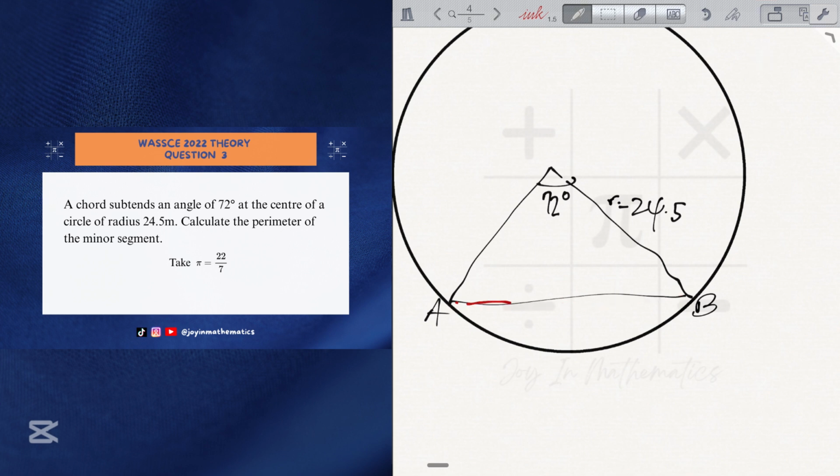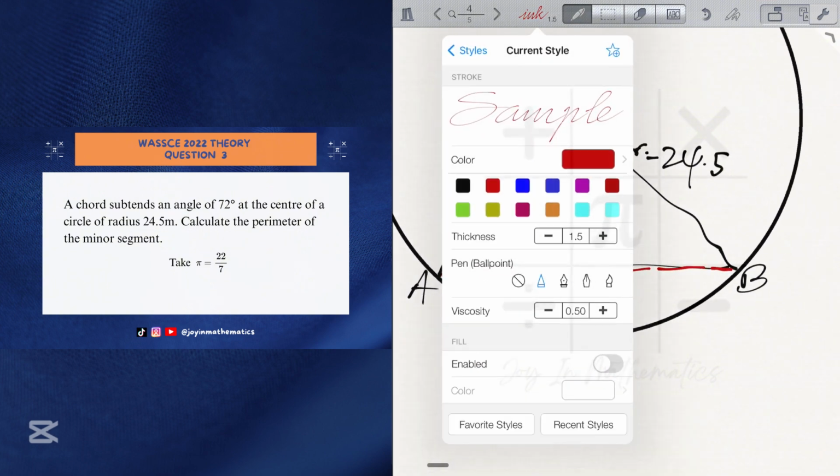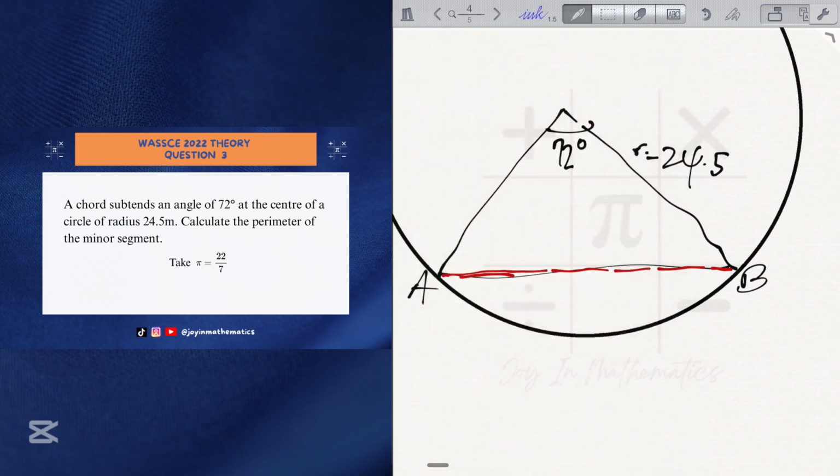Now to evaluate the value of AB, we are going to introduce a perpendicular bisector. So this perpendicular bisector will divide this angle into two. Once it divides the angle into two, this will be 36 degrees and this will also be 36 degrees. And remember, it will be at right angle because it's a perpendicular bisector.